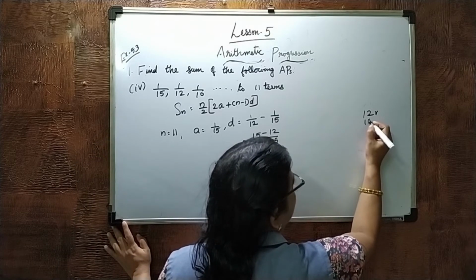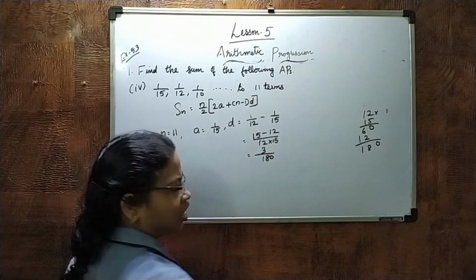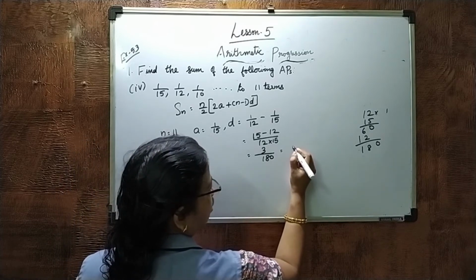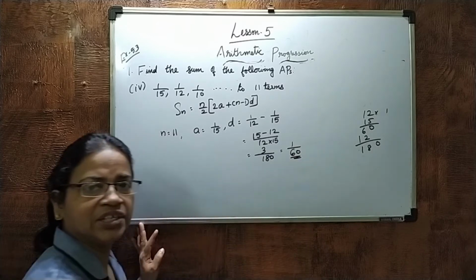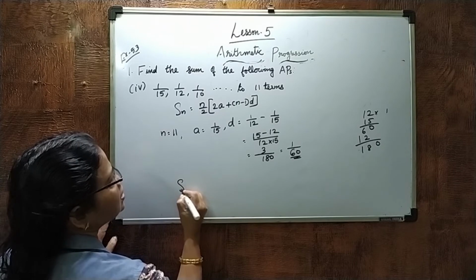12 into 15 is 180. 3 by 180, can you cancel? Yes. It will be 3, 1 is 3, and 1 by 60 you will get. So d is equal to 1 by 60. Now we have to apply S.